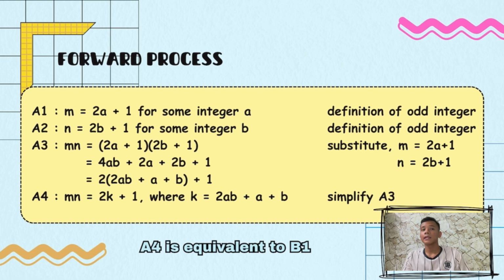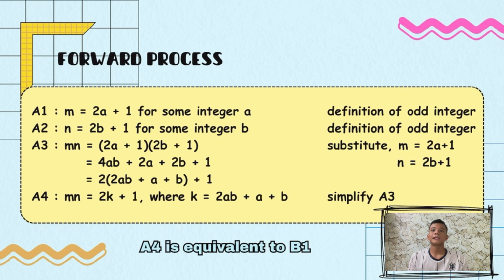Now, for statement A3, we need to substitute m equals 2a plus 1 and n equals 2b plus 1 into the expression m times n. So statement A3 is m times n equals (2a plus 1) times (2b plus 1). And we get 4ab plus 2a plus 2b plus 1. And then we factor out 2 and we have 2(2ab plus a plus b) plus 1.